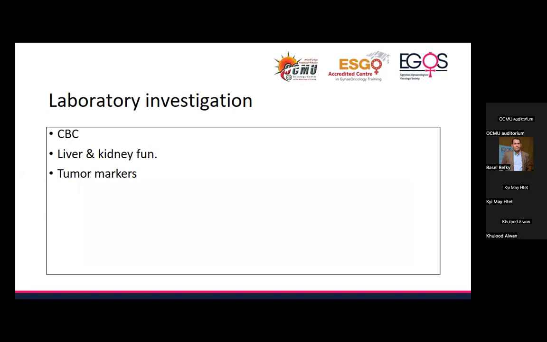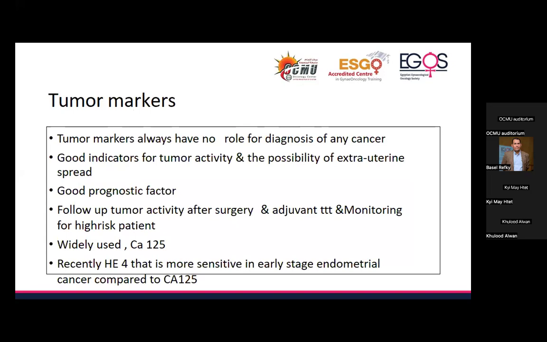Laboratory investigation for endometrial cancer: CBC, normal investigations, liver function, tumor markers. What about tumor markers? Tumor markers have no role in the diagnosis of any cancer, but they are a good indicator, a good prognostic factor for follow-up of the cancer. In endometrial cancer, the widely used marker is cancer antigen 125, CA 125, and recently human epididymis protein 4 (HE4), which is more sensitive than CA 125 in early stages of endometrial cancer.